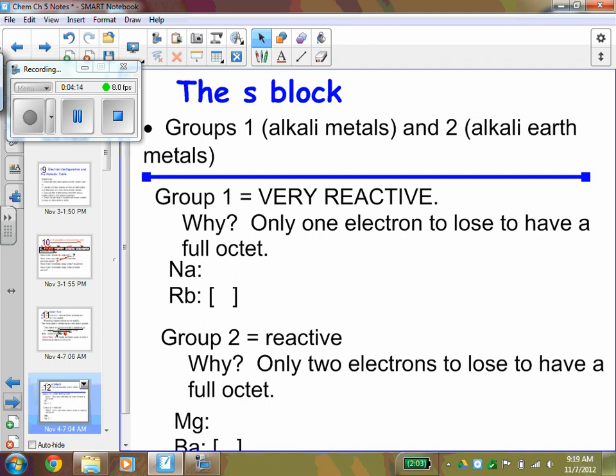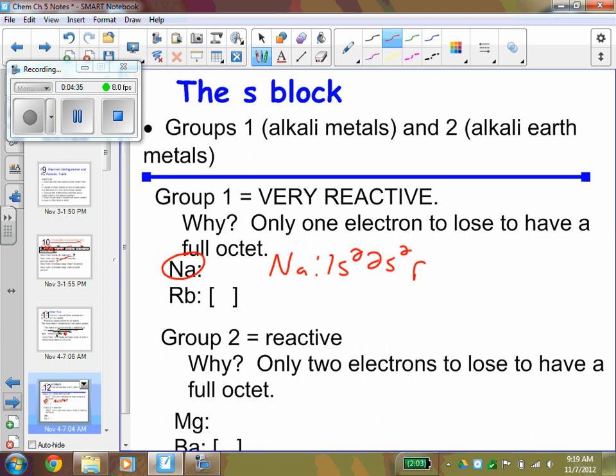Now, when you take a look at the S block, this is group 1, the alkali metals, and group 2. You'll notice that group 1 is very reactive, and group 2 is not quite as reactive. Why is group 1 so reactive? They have something close to a full octet. Take sodium: 1s2, 2s2, 2p6, 3s1. I always ask, what's the laziest thing in nature to do? Should I gain 7 electrons in the highest occupied energy level, or should I just lose this one? The laziest thing is to just lose an electron. Don't gain 7.